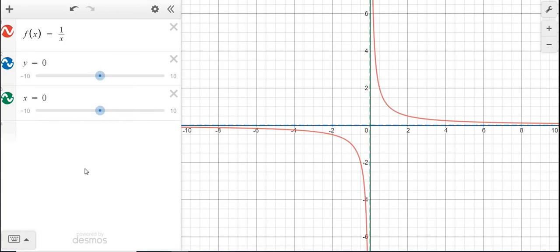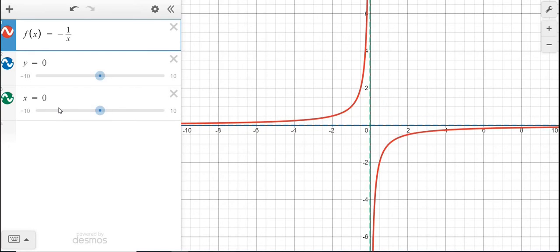So here we have our parent function f of x equals 1 over x. So the first transformation that we're going to do is we're going to put a minus sign in front of 1 over x. And so look carefully at what that does.